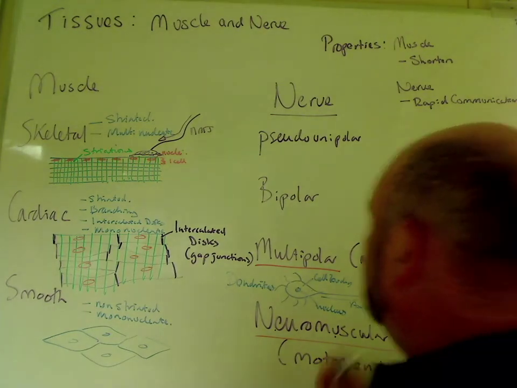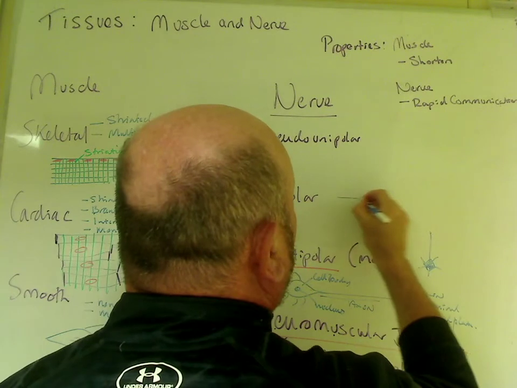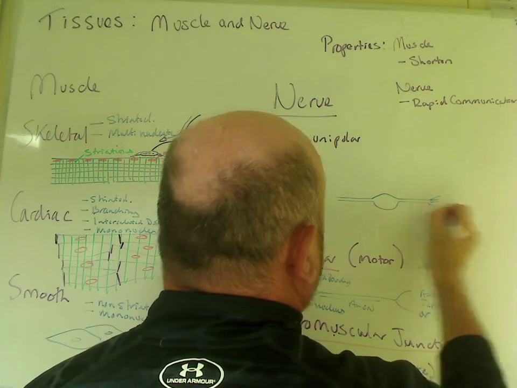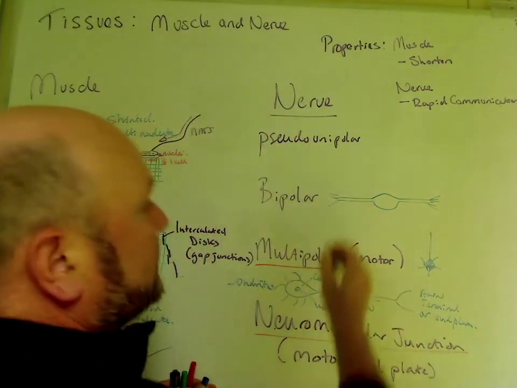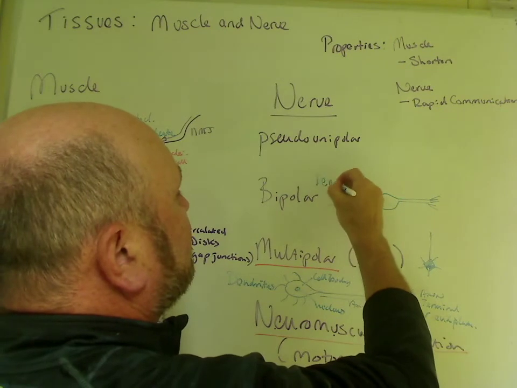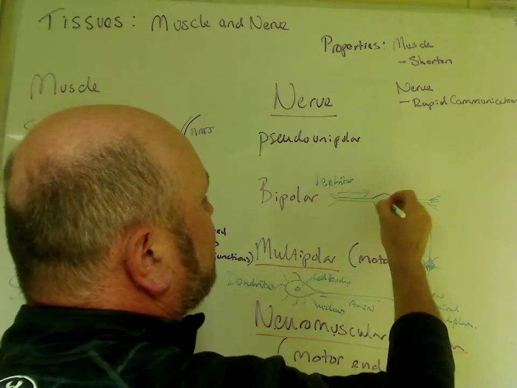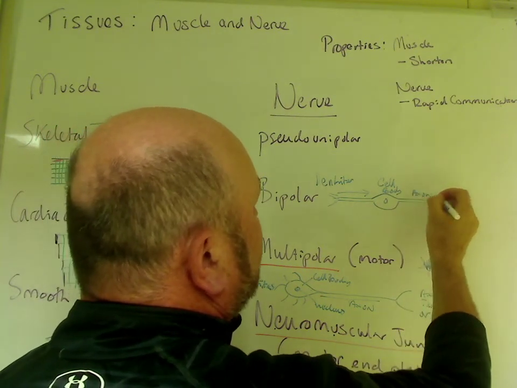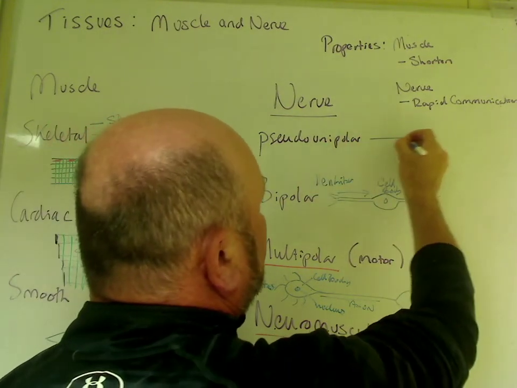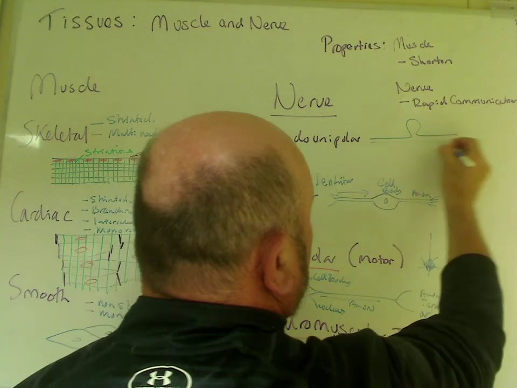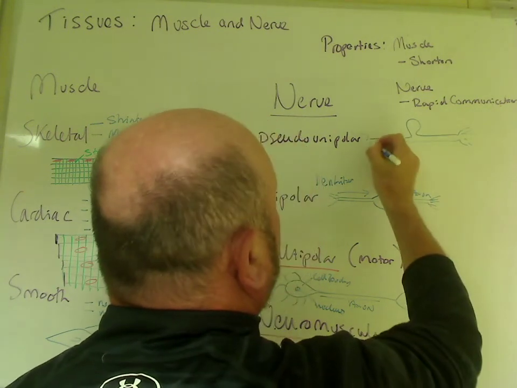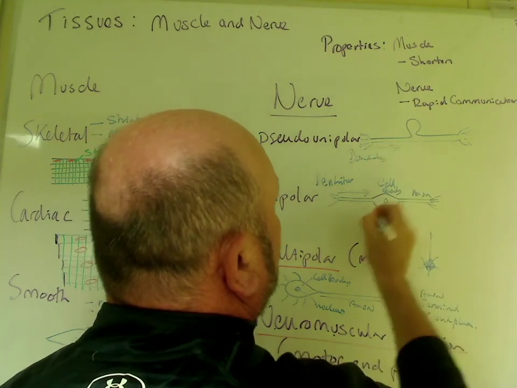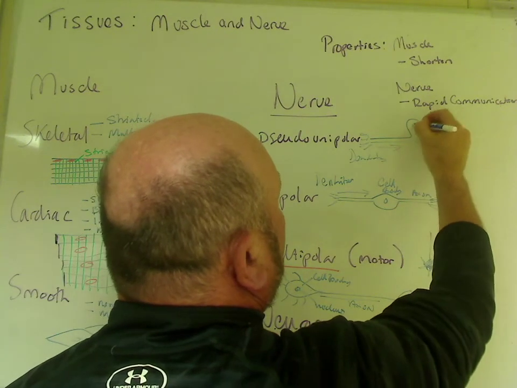Very, very briefly, bipolar. Looks like that, so dendrites are here. Moves in, there's the cell body. And there's the axon. Pseudo-unipolar looks very similar. Again, dendrites. This is the movement. Cell bodies up here.